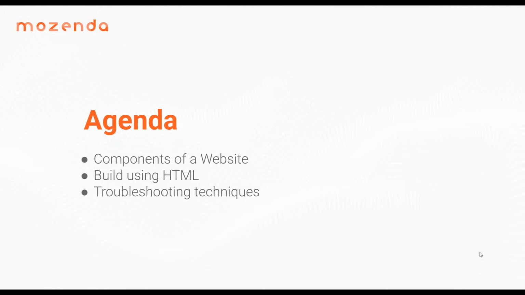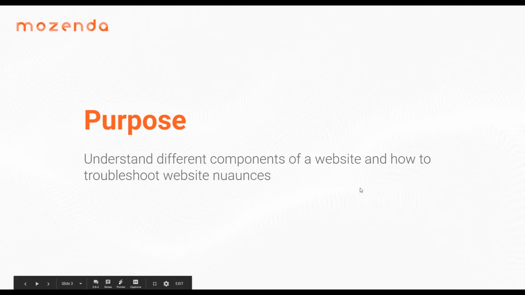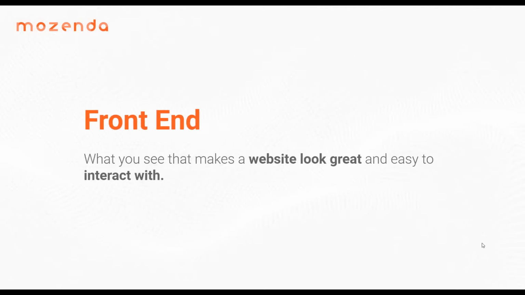the building experience. Then we're going to be discussing some troubleshooting techniques as far as getting really good information, and if you hit an error inside the web console or while you're building, some things we can do to navigate around that. The purpose is that by the end of our time together, you'll understand the different components of a website and how to troubleshoot website nuances, whether it's the way that it's formatted, the styling, the JavaScript, or even just the request of a web page.